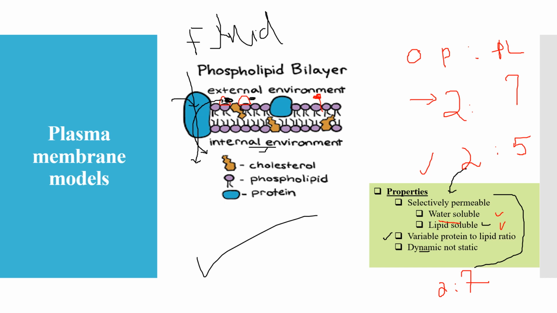And variable protein to lipid ratio means there is a variability. And how is there a variability? When protein or lipid molecules leave their position, then some lipid or protein molecules are not present, so there is variability. And if there is variability, then it is a dynamic structure, not a static structure.